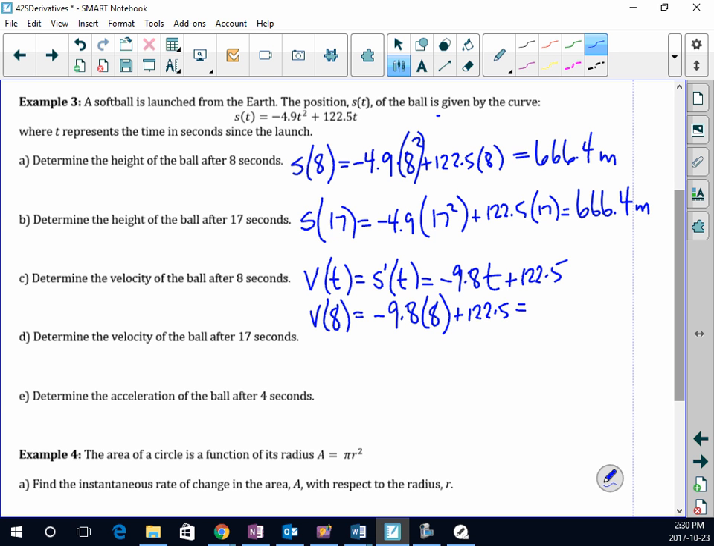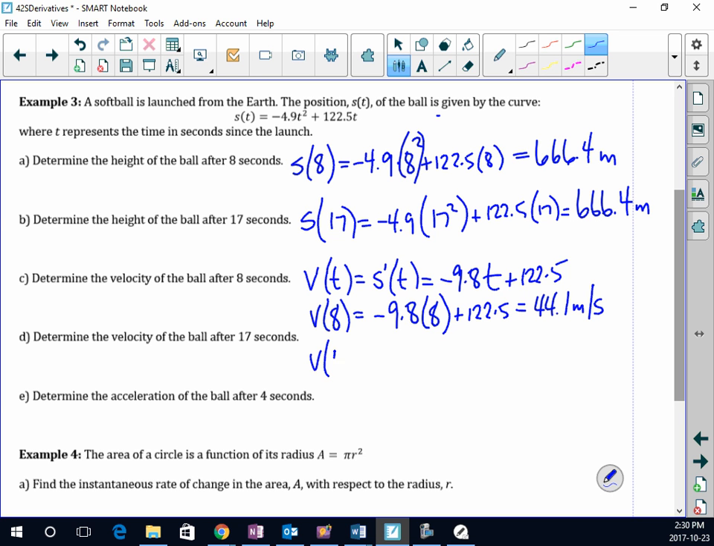What'd you get? It is 40 something. 44.1 meters per second. Does everybody know velocity is meters per second? Okay, determine the velocity at 17 seconds. Let's guess here. Is it going to be the same? Negative. Oh, it's going to be negative.